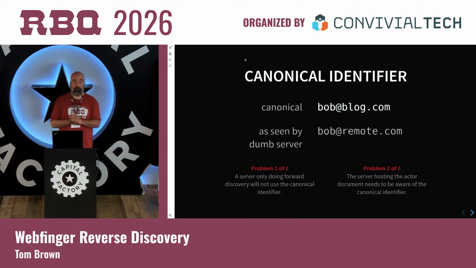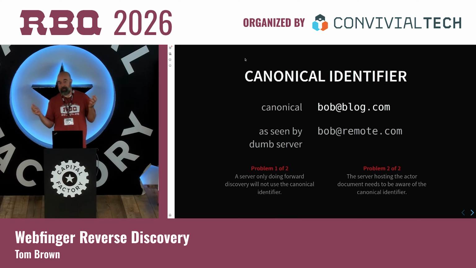So I have this Bob at blog.com. Bob owns domain blog.com. This is the canonical identifier. His website, blog.com, is the authority for Webfinger identifiers that end at blog.com. And there are two problems when he sets this up with a custom domain.